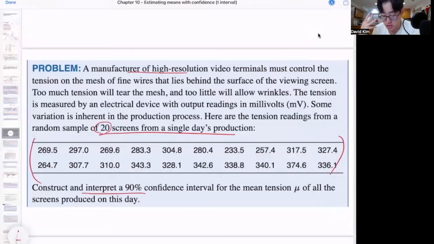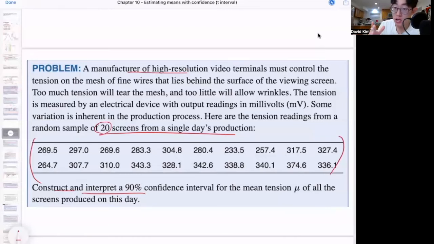What I would like for you to do is just pause the video right now and think about what you must do in order to solve this question. Write it down, construct it, and do all the necessary steps: state, plan, do, interpret. And once you're ready, just play it back and then check your answers.